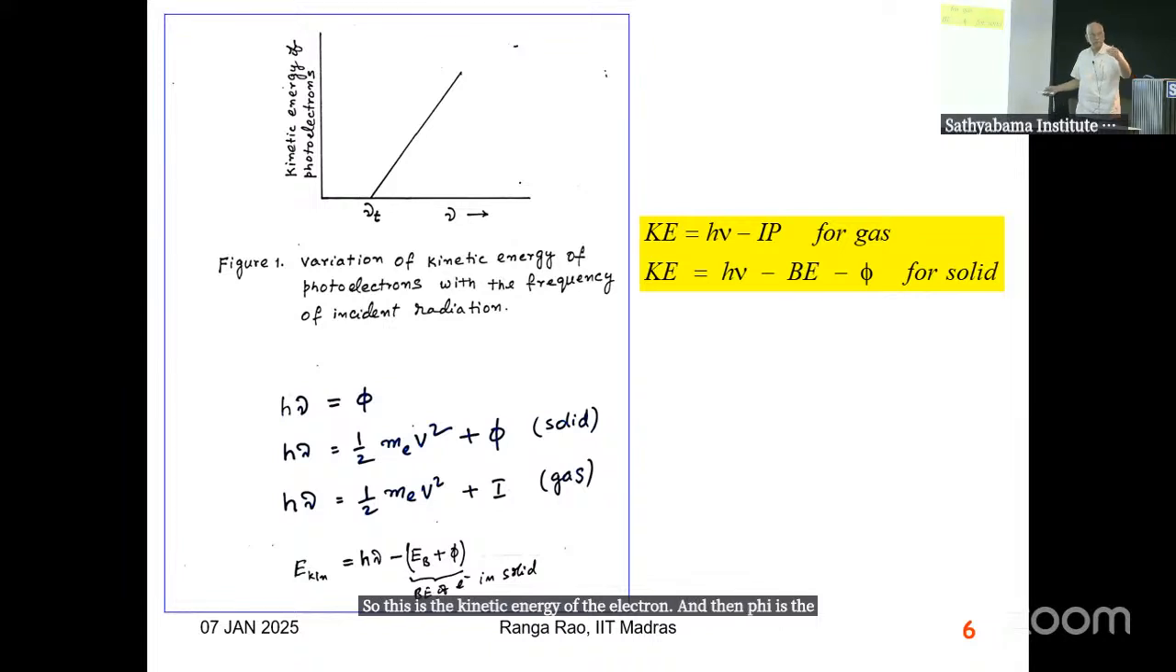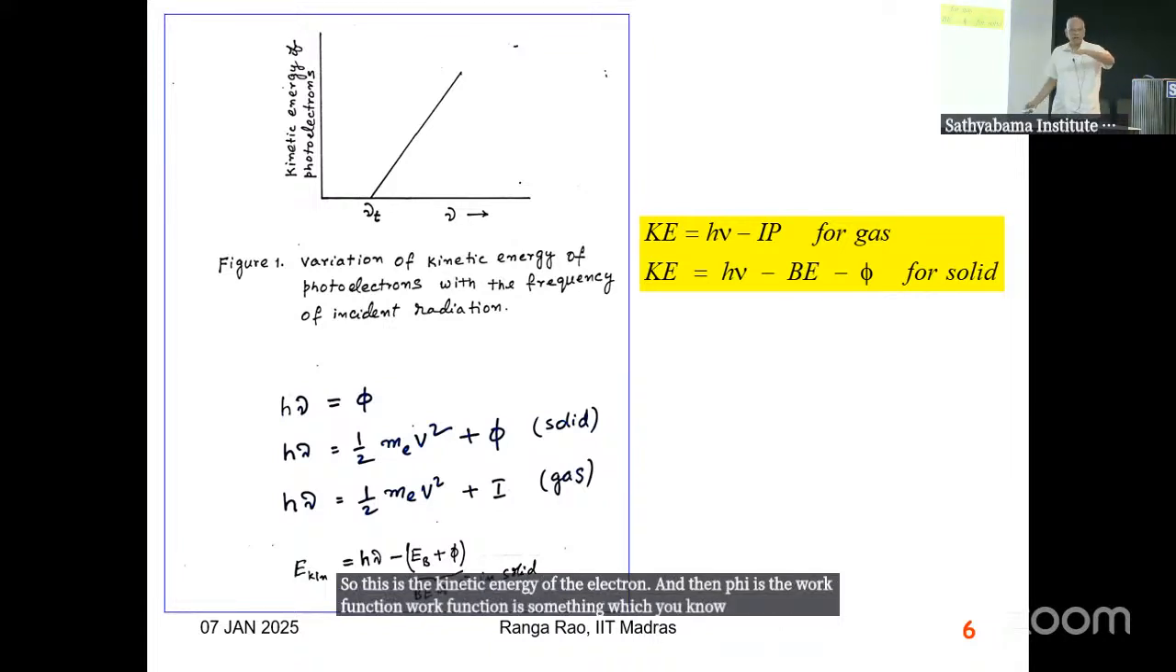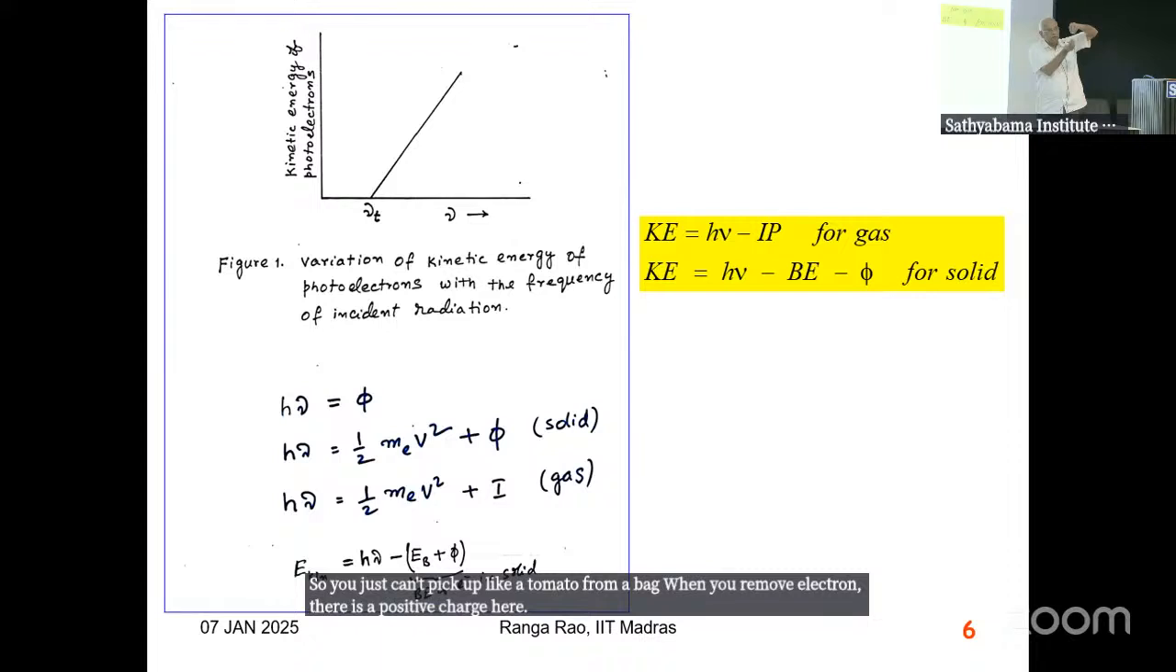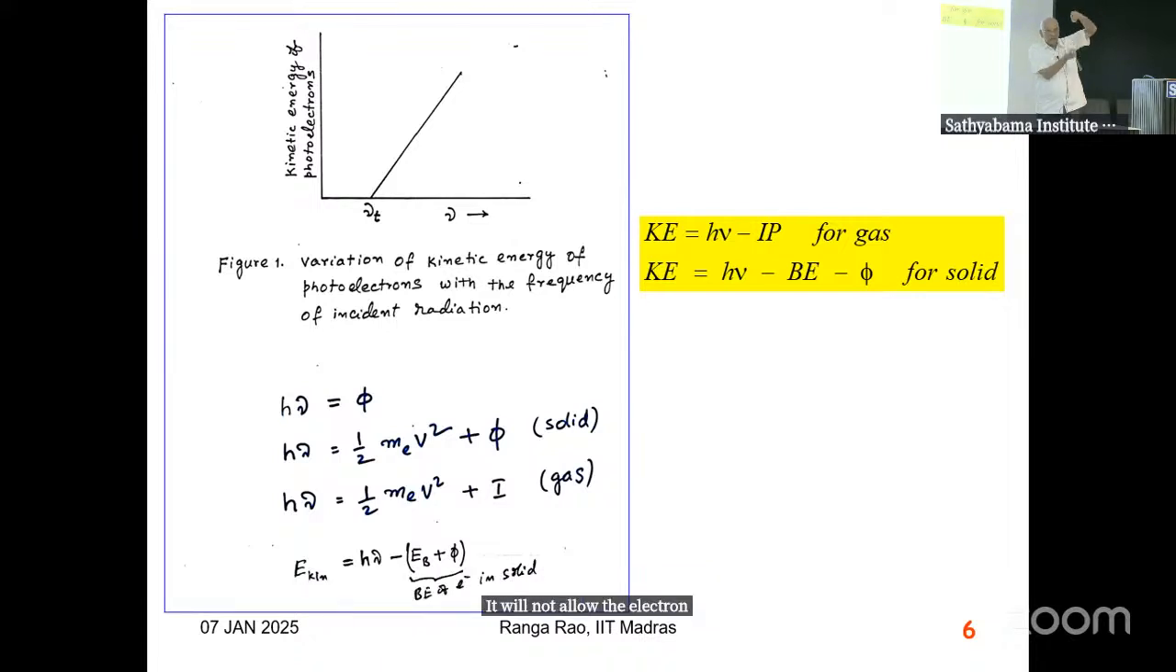Work function is something where you have a metallic, solid surface and you want to remove an electron. You just can't pick it up like a tomato from a bag. When you remove an electron, there is a positive charge left behind. It will not allow the electron to go away. It will pull it back. So a certain amount of work has to be done for the electron to be free from the surface.